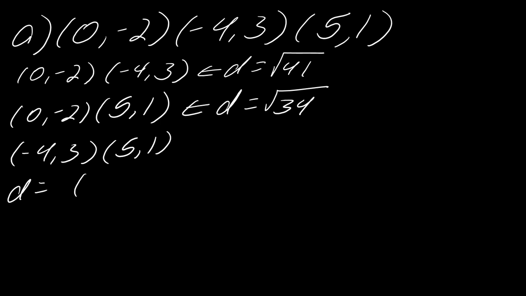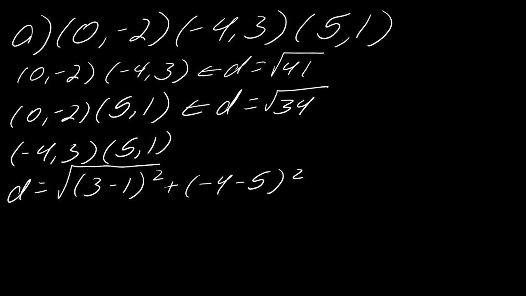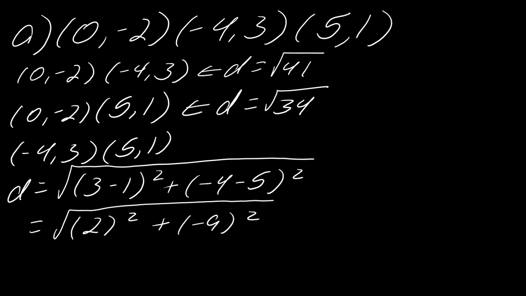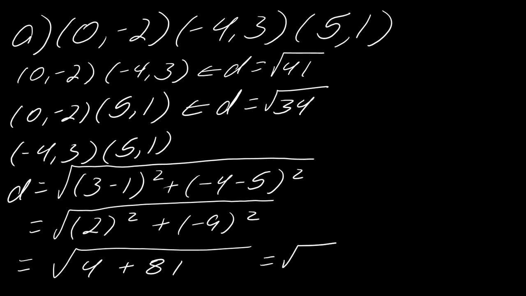3 minus 1 squared plus negative 4 minus 5, I can't write today, squared. Okay, so that becomes 2 squared plus negative 9 squared. That's going to give me 4 plus 81, so that equals the square root of 85. So this one is the square root of 85. Okay, let me clear some space.